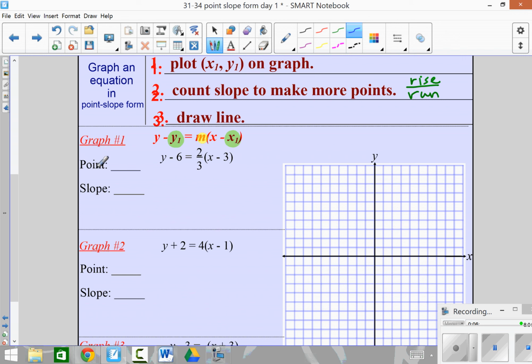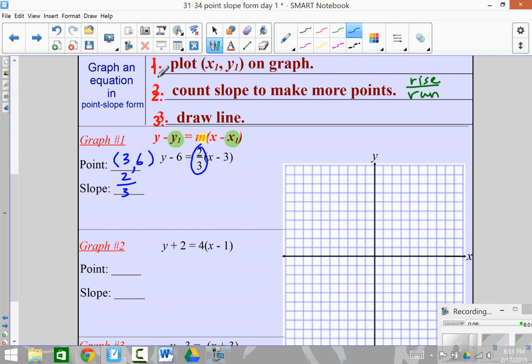Okay? First part, let's actually gather information here. So if I know this is in point-slope form, I know that I can pull a point and the slope from the actual equation. So I know my slope is my m. So my slope is 2/3. And then I know my ordered pair is my x1 and my y1. Remember, the x comes first and then the y. So my x1 is the 3. And my y1 is the 6. So I have a point and I have a slope.